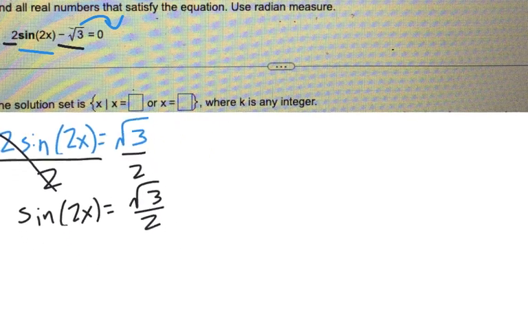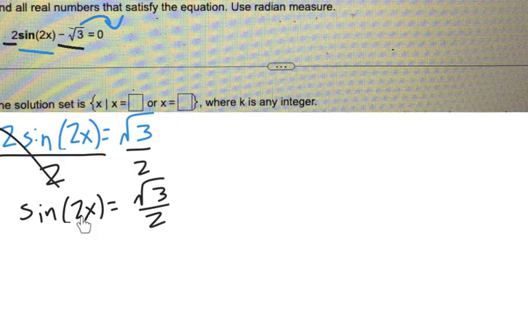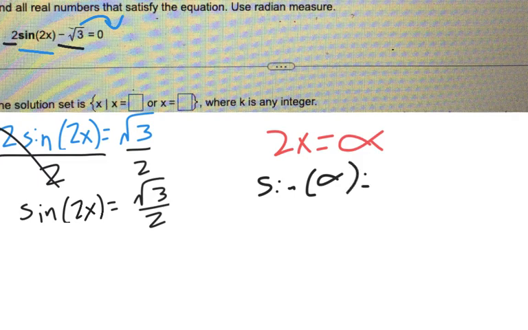Now, the way that I think about it is my argument here being 2x is a little odd because we're not used to having a number in the argument being multiplied by the x. So I'm going to rewrite this so that the 2x is the same thing as alpha. I'm going to use basically a u substitution, and I'm going to rewrite this as sine of alpha is radical 3 over 2.